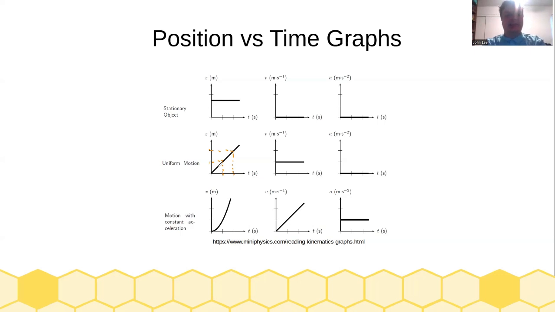For motion with constant acceleration, we have a constant acceleration, which means that velocity is going to be going up at a constant rate. But what does this mean for the position versus time graph? Well, if we look at our previous kinematics equations, the position versus time graph should be a parabola. That means that position is proportional to t squared, which it seems to be.